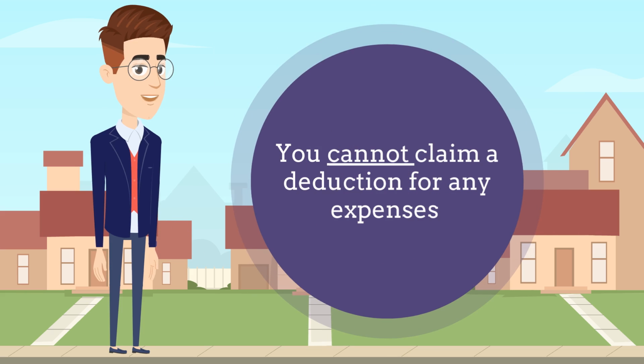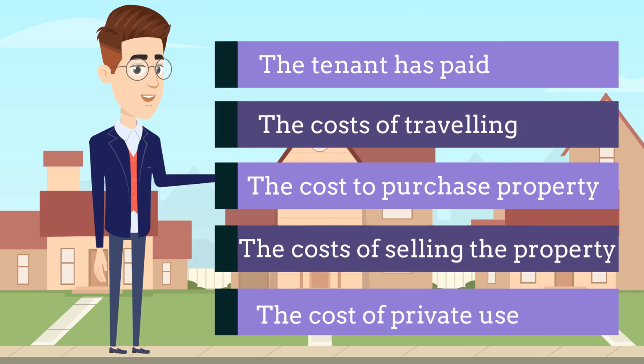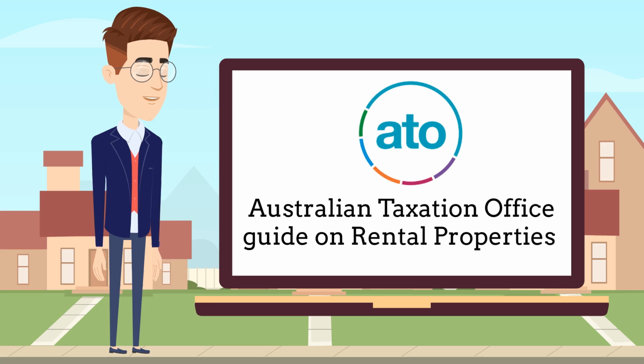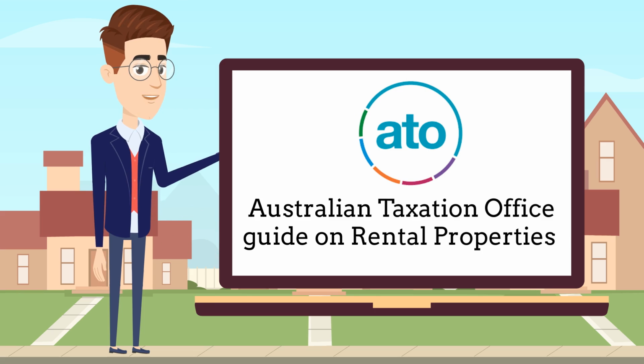You cannot claim a deduction for any expenses the tenant has paid. The costs of traveling to visit your rental property for inspections or maintenance. The cost to purchase the property or any fees associated with its purchase. The costs associated with selling the property. The expenses related to the private use of the property. These must be apportioned, for example using your holiday house both for private use and rental use. You can refer to the Australian Taxation Office Guide on Rental Properties to see a full list of rental property expense.